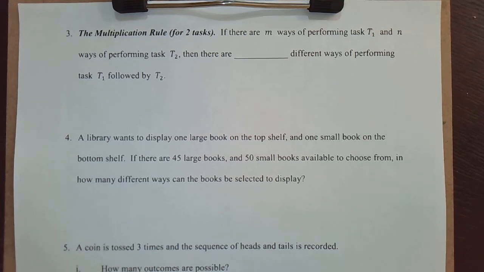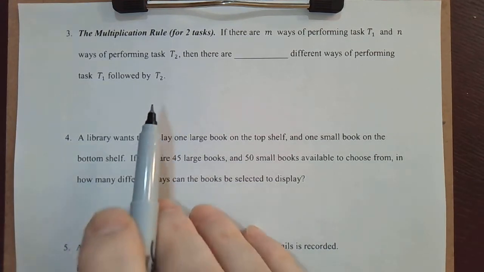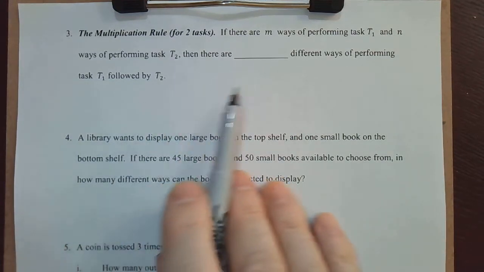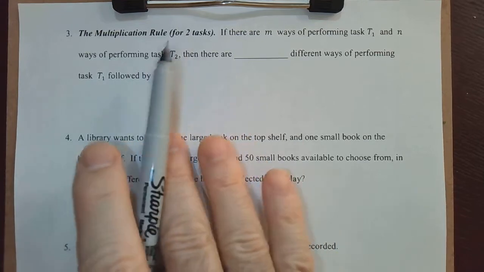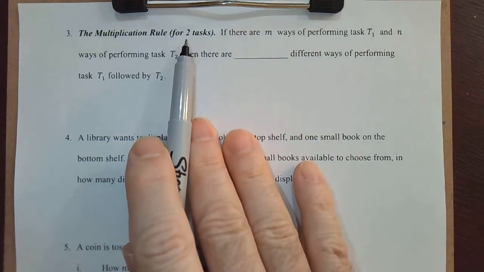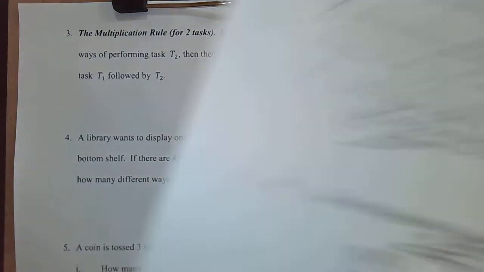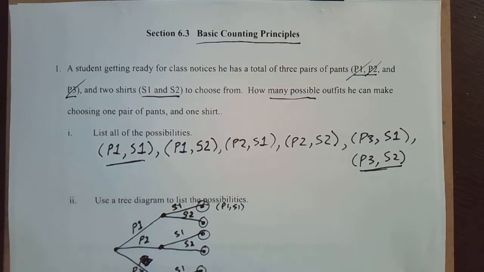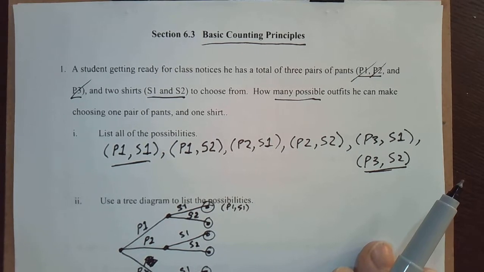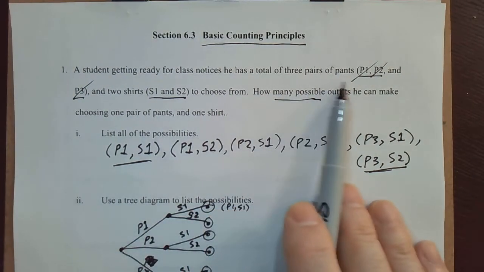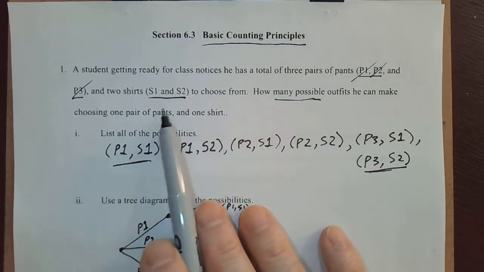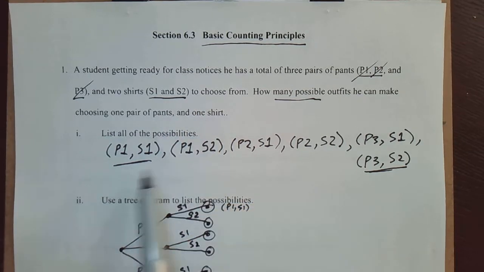Well, now let's look for a formula that will help us determine how many ways you can do something that consists of two tasks in a row. Let's go back for just a minute to the previous video. You probably caught on to what the formula would be here. If you had 3 pairs of pants and 2 shirts, how many outfits could you make?